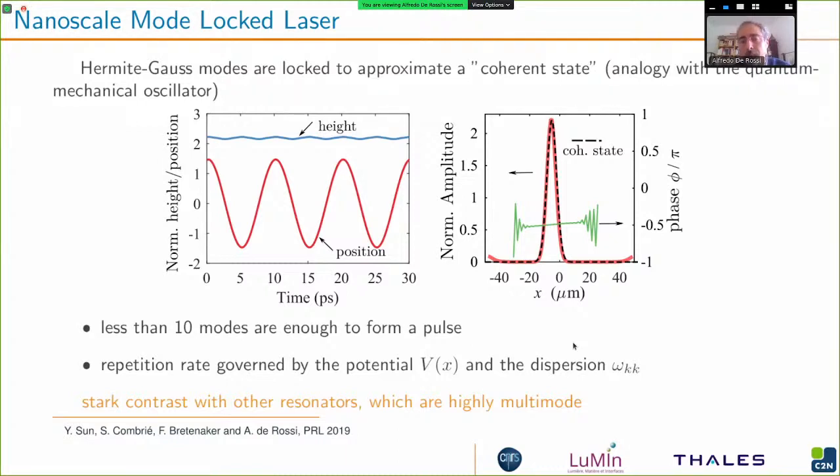So what is that? It is the photonic equivalent of the coherent state that you have in a quantum mechanical oscillator. Why is it interesting? It is interesting because you don't need many modes to build this very nice peak. As you can see also in the figure, this peak is very close to a hyperbolic secant. You just need 10 modes or even fewer. So you can build it with a very small cavity. That is the main point. So this is a route to making a nanoscale mode-locked laser.